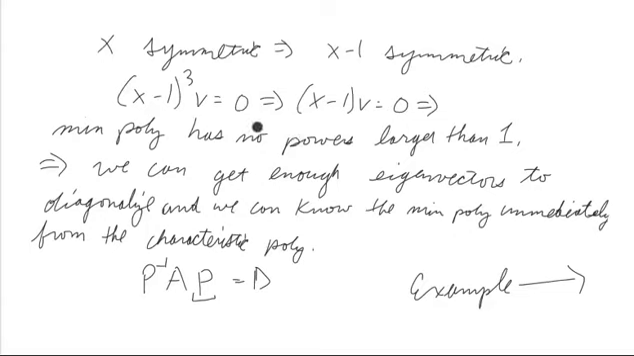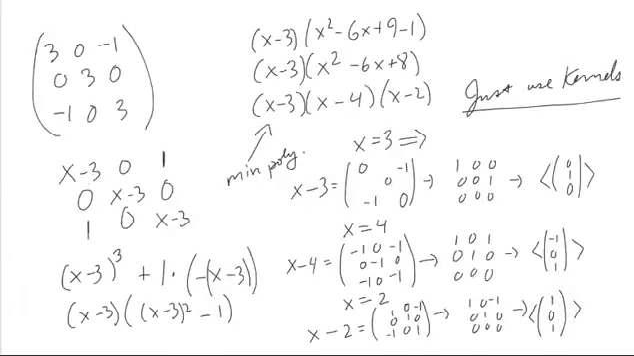So we can get enough if the minimal polynomial has no powers greater than 1. And so we know that we can actually go ahead and diagonalize the matrix if it's symmetric. That's a property of symmetric matrices, where the transpose is equal to the matrix itself. Okay, so here's a little example.